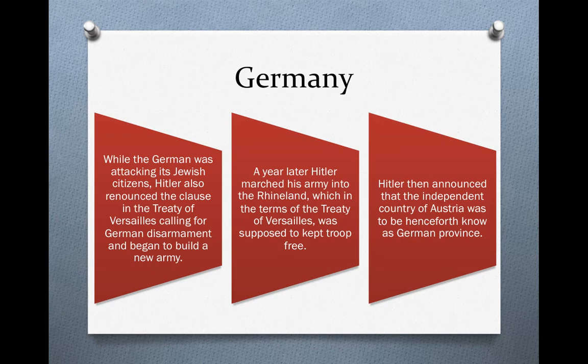So, while Germany was attacking its Jewish citizens, Hitler also renounced the clause in the Treaty of Versailles calling for German disarmament and began building the new German army. A year later, Hitler marched his army into the Rhineland, which in the terms of the Treaty of Versailles was supposed to be kept troop-free. And Hitler then announced that the independent country of Austria was to be, henceforth and forevermore, a German province.